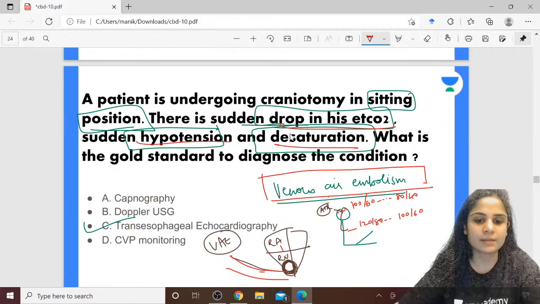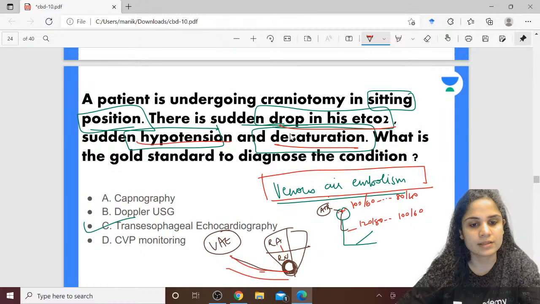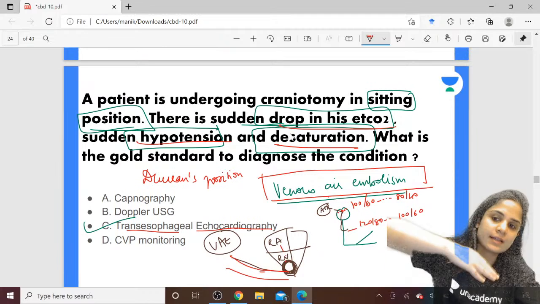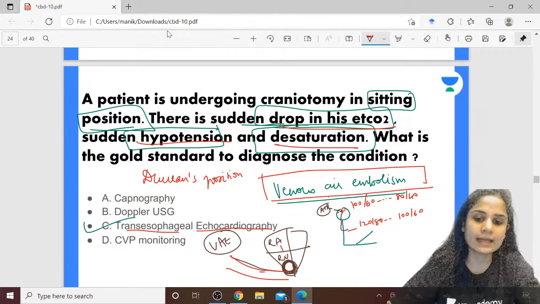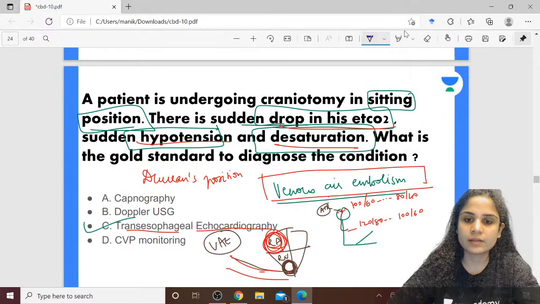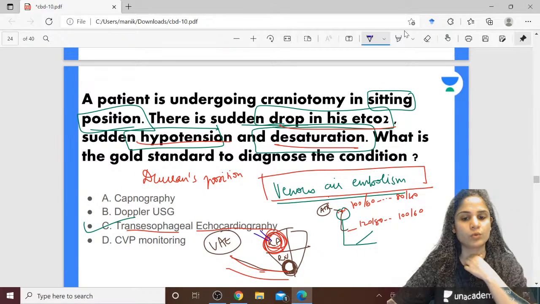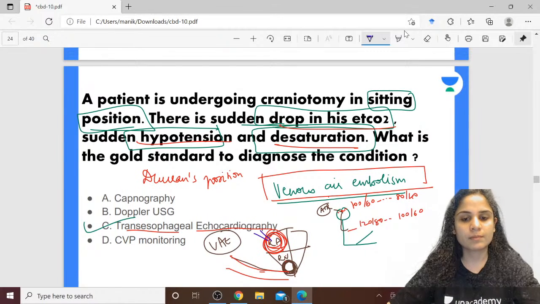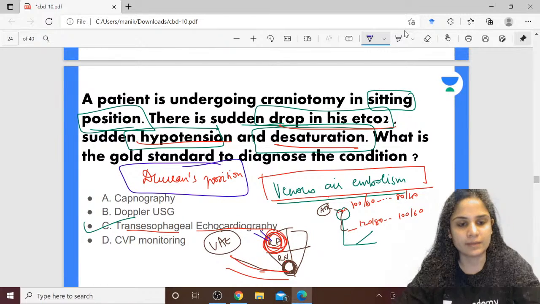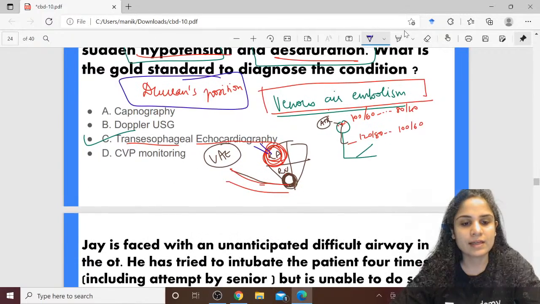How do you diagnose it? The best way to diagnose it is by transesophageal echocardiography. The best way to treat it is to put the patient in this position, which is called Durant's position. In Durant's position, the patient will be lateral and the right side will be up. So all the air gets collected here in the right atrium. And what you do is you put a central line over here and you aspirate this air out. So you will be able to manage the patient by giving him the Durant's position and aspirating the air out using a central line. So that is about venous air embolism.